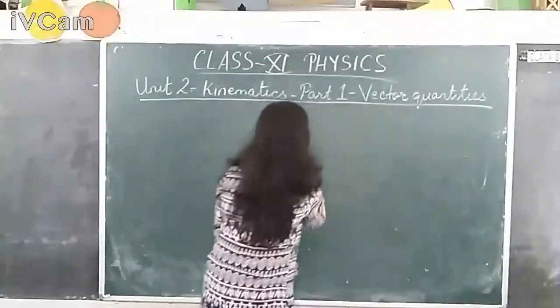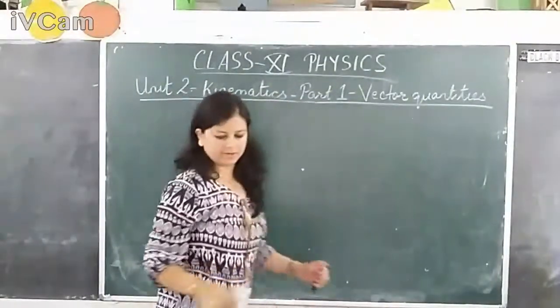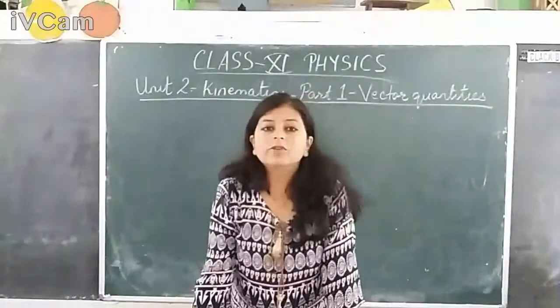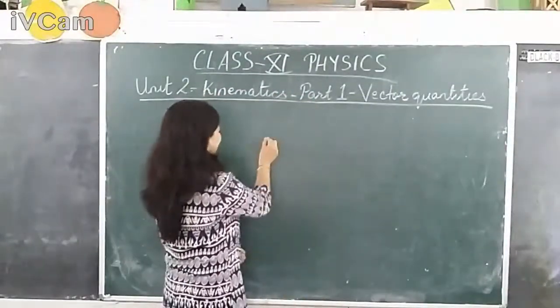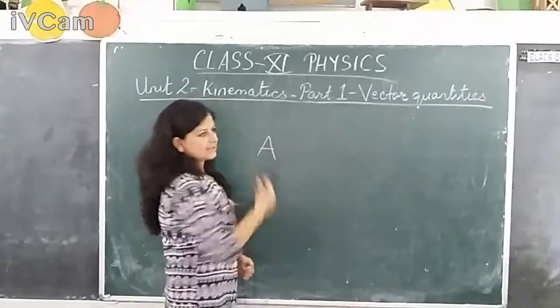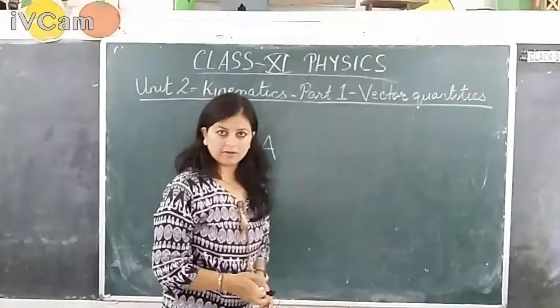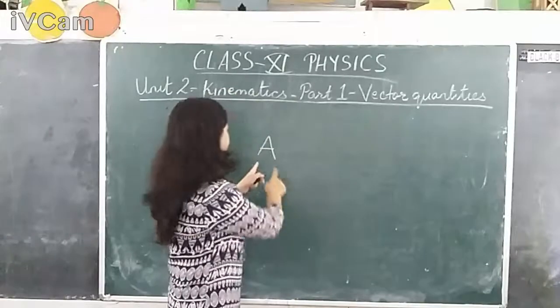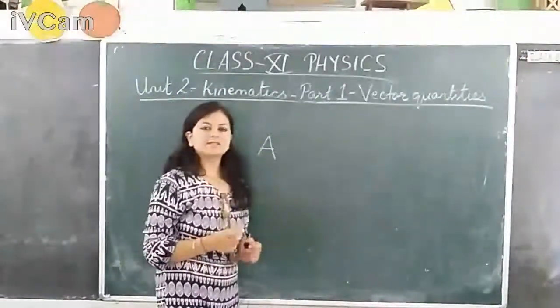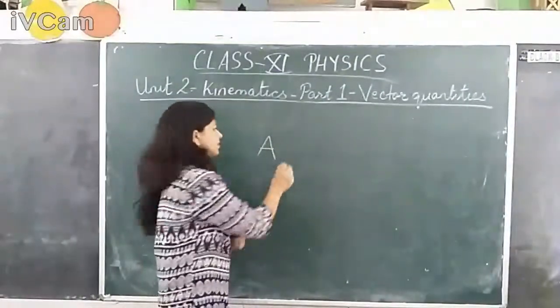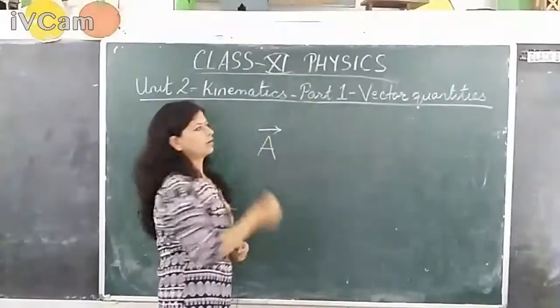Now, how do we denote a vector quantity on paper? That means, what is the notation of a vector? Suppose you have a physical quantity, say A. Now it may be speed, it may be velocity, it may be displacement. Written plainly, it means this is a scalar quantity, but in order to express it as a vector quantity, you just have to put an arrow on top of it.